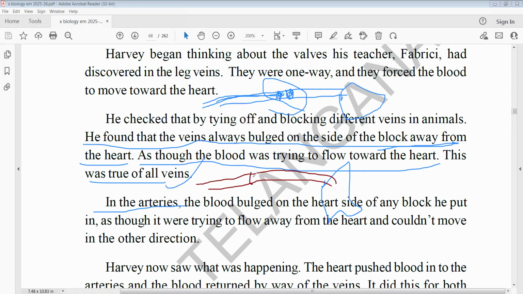When we block here, the arteries will bulge or block from the body parts towards the heart. The blocking starts from the body parts towards the heart. He concluded that when he tried to flow blood from the heart, it could not move in the other direction. So veins bulged towards the body parts, arteries bulged towards the heart, because arteries carry oxygenated blood from the heart to the body parts.